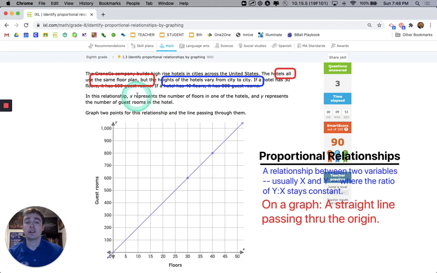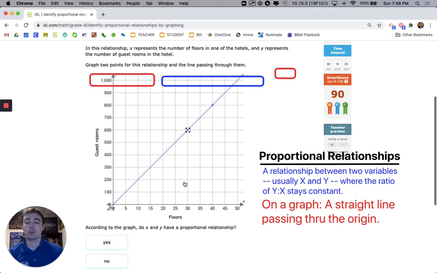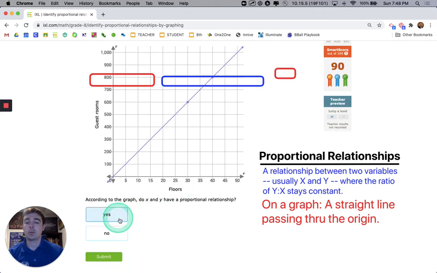If you did 600 divided by 30, you'd get 20 rooms for every 1 floor. Same thing if you did 800 divided by 40. Again, all of these are a ratio of 20 rooms for every 1 floor. That tells us this is proportional.